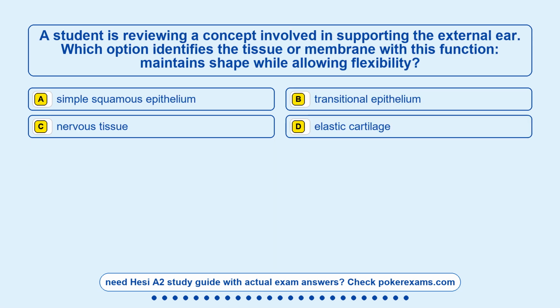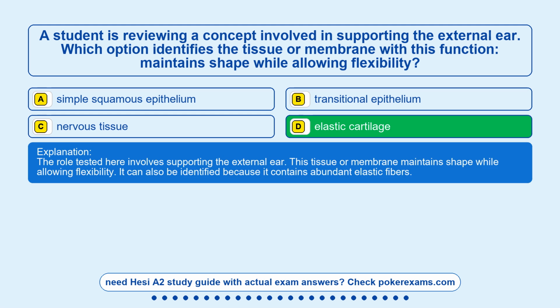Question 7. A student is reviewing a concept involved in supporting the external ear. Which option identifies the tissue or membrane with this function, maintains shape while allowing flexibility? Option A, simple squamous epithelium. Option B, transitional epithelium. Option C, nervous tissue. Option D, elastic cartilage. The correct answer is option D, elastic cartilage.